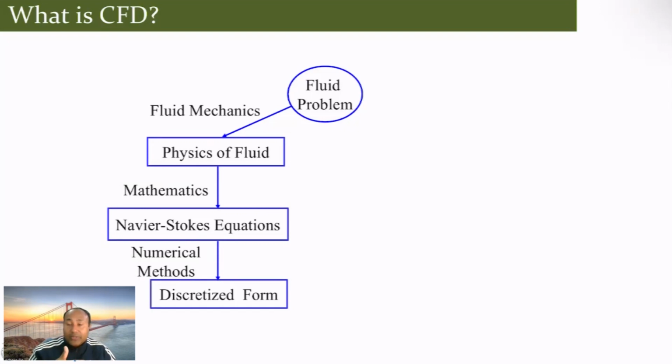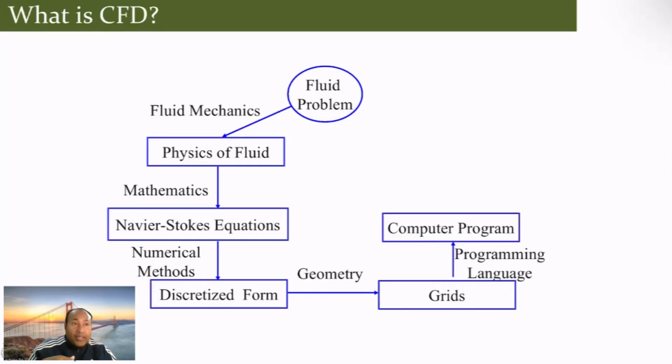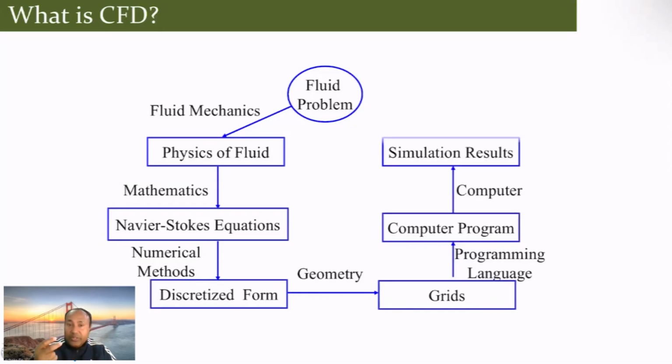We'll talk about that as we go along with this discussion. We try to apply those numerical methods, then get a mathematical form, which is a linear system. Then that is combined with the geometry of the actual problem, for example, flow around the turbine, which we call a grid. And then we convert that to a computer program. And then the program finally gives us the simulation results.